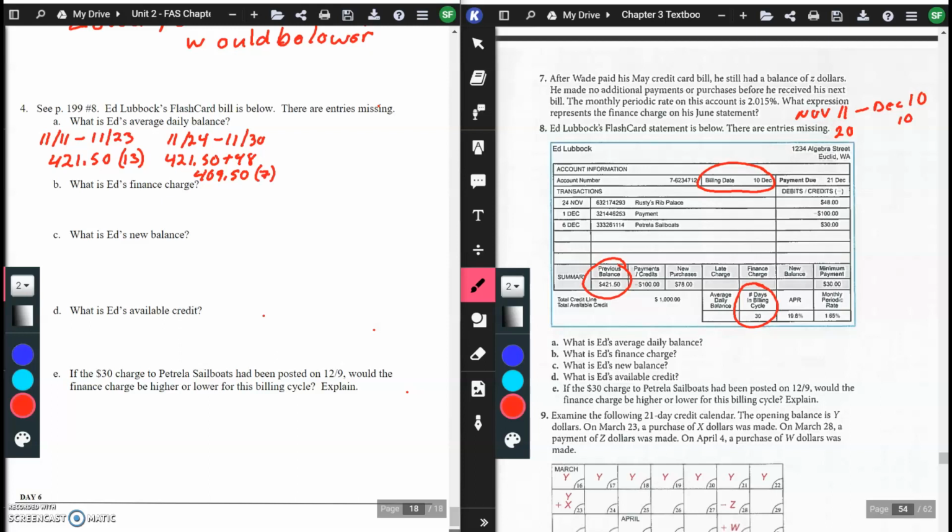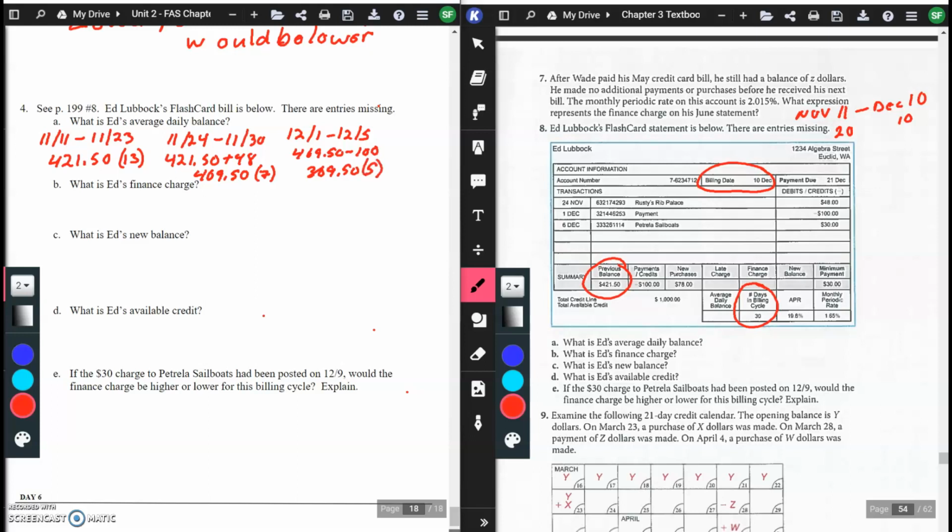Now from 12/1 all the way to 12/5, the day before his last purchase, he had a payment. So $469.50 minus a $100 payment gives a balance of $369.50, and that is 5 days.